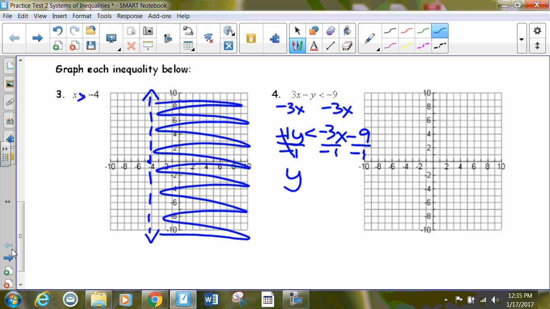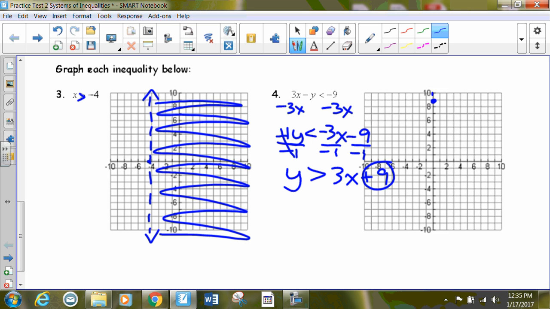Hold the phones, hold the horses, whatever expression you want to use. That less than sign, because we divided both sides by a negative, now gets flipped to be a greater than sign. If you put in your calculator -3 divided by -1, you'll get 3, and then -9 divided by -1, you get a 9. So there we go. To graph it, our y-intercept is 9, and then our slope is up 3.